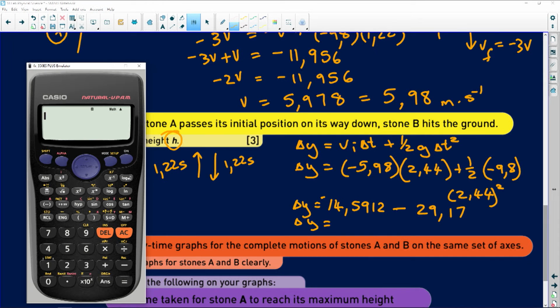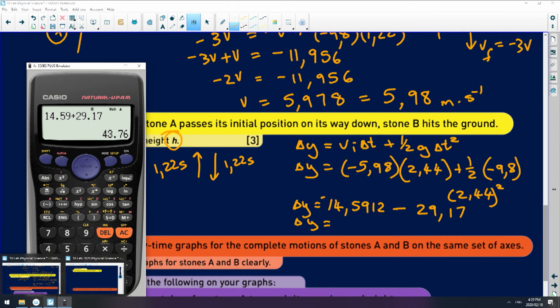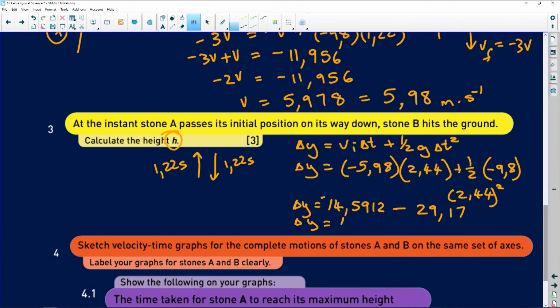And so it's going to be 14.59. I'm just rounding it off now to 2 decimal places. And plus 29.17. So in total, the total distance was 43. Oh, and I lost the number. It was too quick. 43.76. So it's equal to 43.76 meters. And there we go. And there we've got the height.